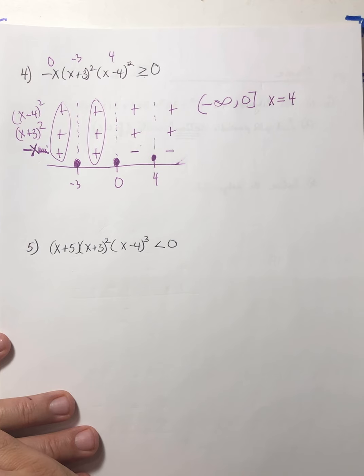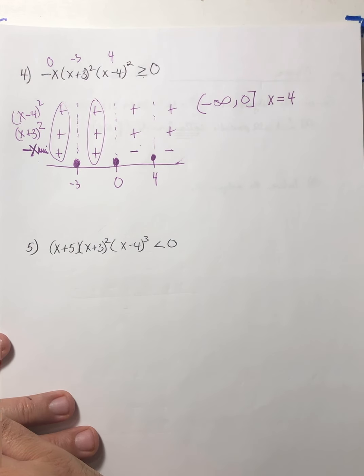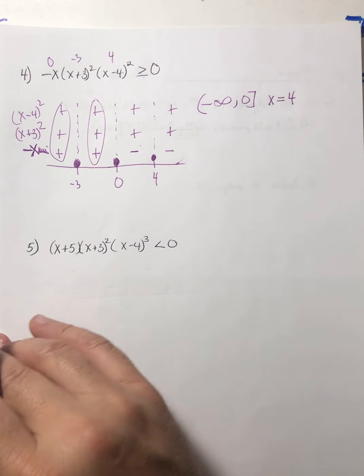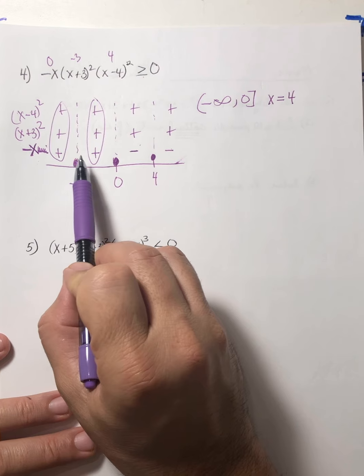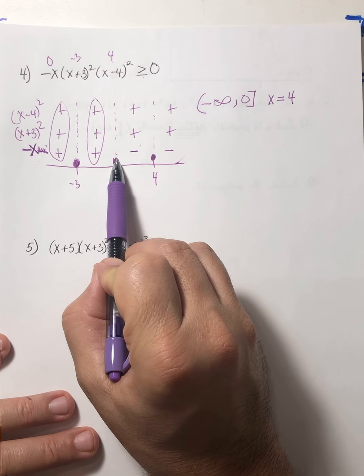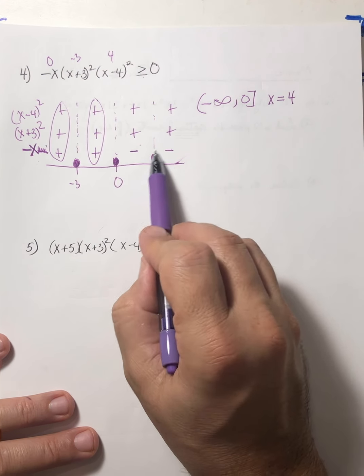Okay? There you go, there's your solution. And if you wanted to separate this and say negative infinity, bracket, negative 3, bracket, negative 3, bracket, 0, great. But then you still have to remember to include 4.